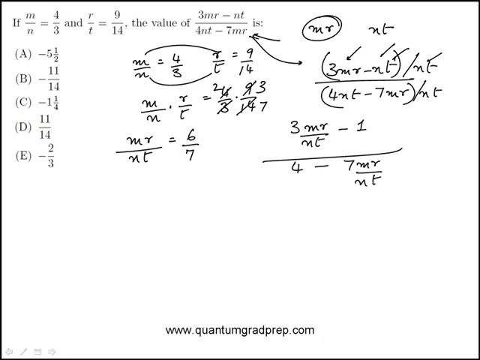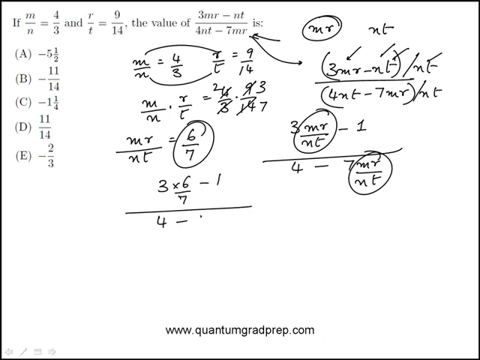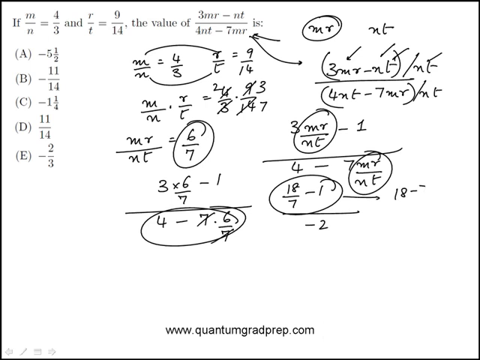So this is how I did it. There's a slightly shorter way I'll show you after I complete this. And so at this stage, all I have to do is to replace mr over nt with 6 over 7 and compute this. So this is 6 over 7. So 4 minus 6 is minus 2 in the denominator. And this is 18 over 7 minus 1. This becomes 18 minus 7 over 7, which is 11 over 7.